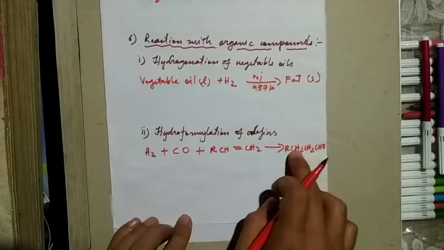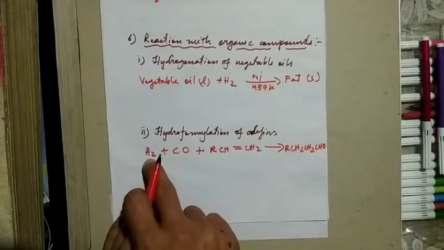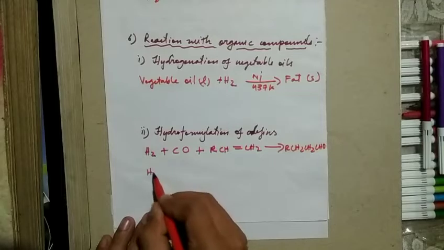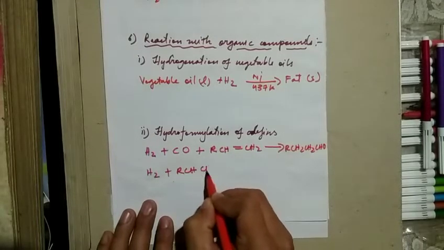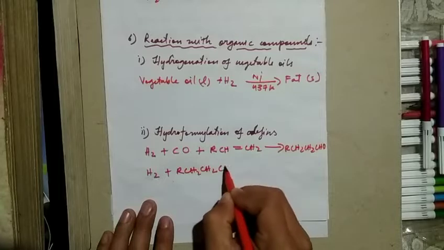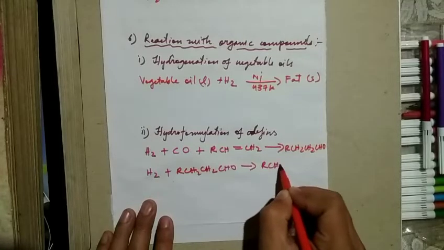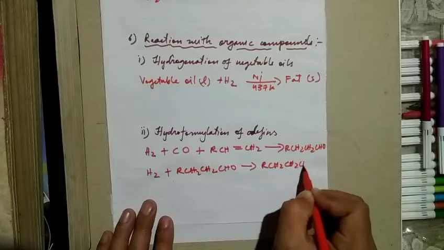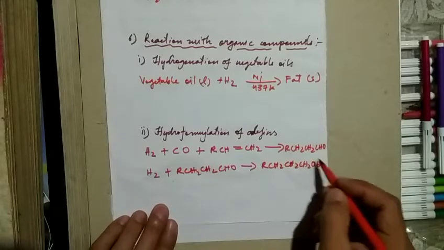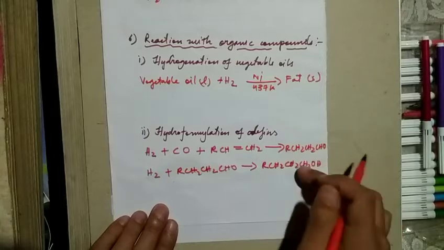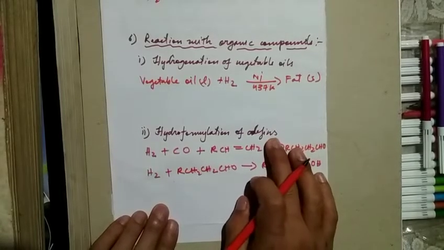It can further undergo reduction in the presence of dihydrogen to yield alcohol: RCH2CH2CHO yields the alcohol RCH2CH2CH2OH. The presence of this OH functional group gives an alcohol.